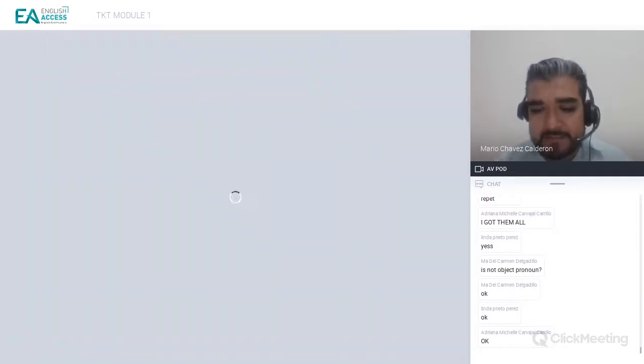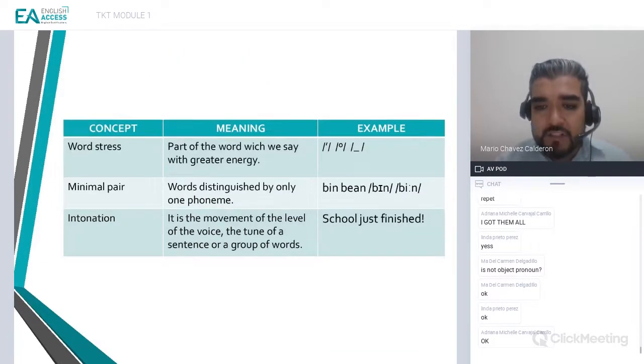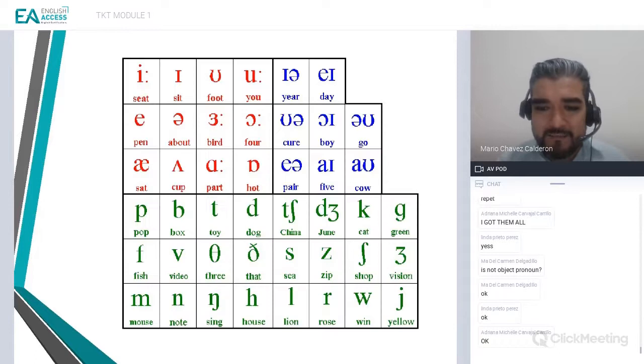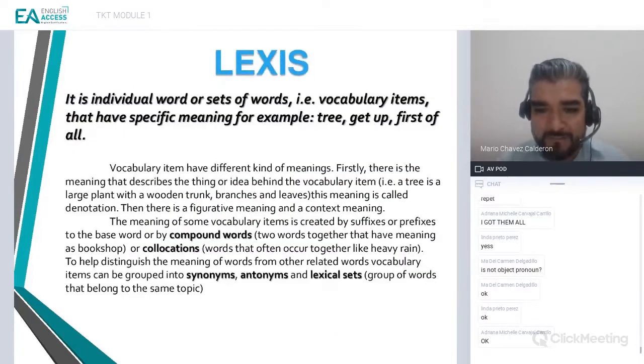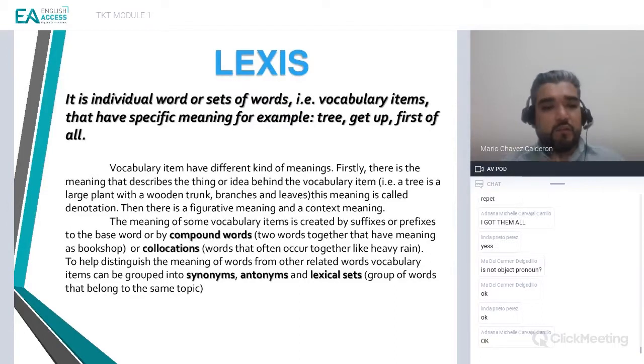The next part is, no, not phonology. Phonology is for tomorrow, ladies. The next part today is lexis. Lexis. Okay. Let's get started. Let's see. And that's too bad that the others didn't show up.